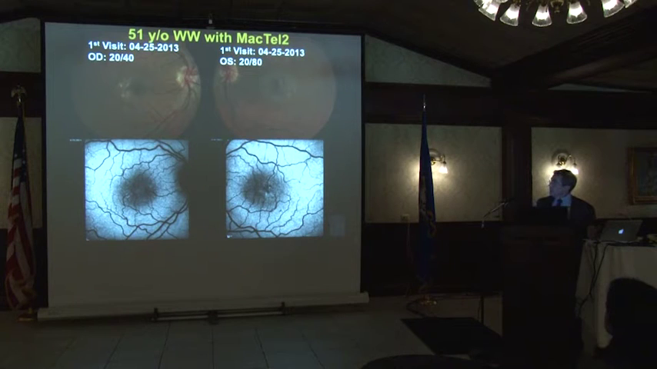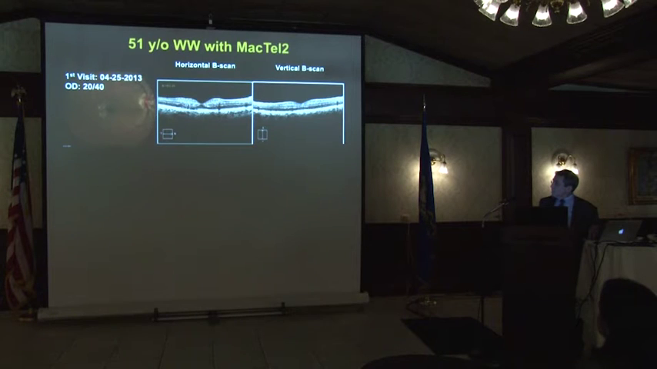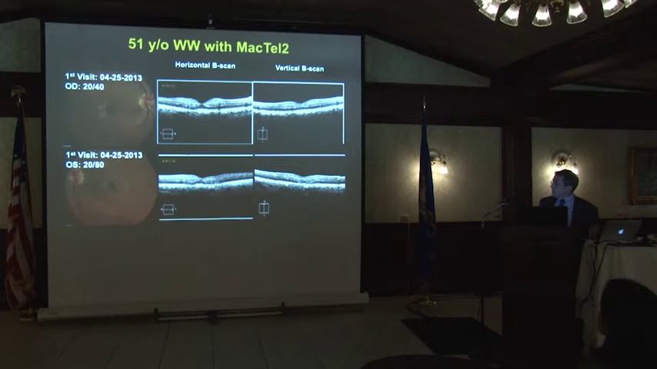So here we have a patient that comes in 2013, macular telangiectasia, 20/40, 20/80. You can see on the autofluorescence there's a defect temporally in both eyes. All right? This patient then comes in.